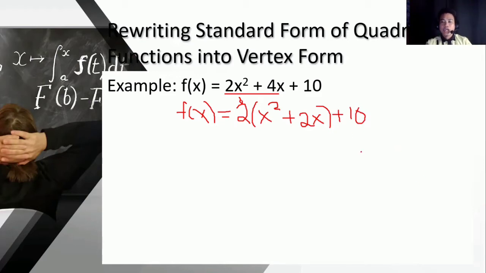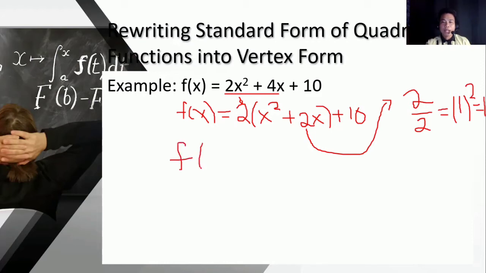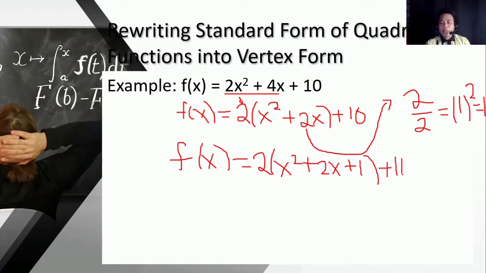After this, we complete the square from x squared plus 2x to get the value of b over a, which is 2. Half of it is 1, then square. 1 squared is 1. So to complete the square, we have f of x equals 2 times x squared plus 2x plus 1. Then we write the constant, we have 10 minus the value of a, which is 2, times the last part of the completing the square, which is 1.